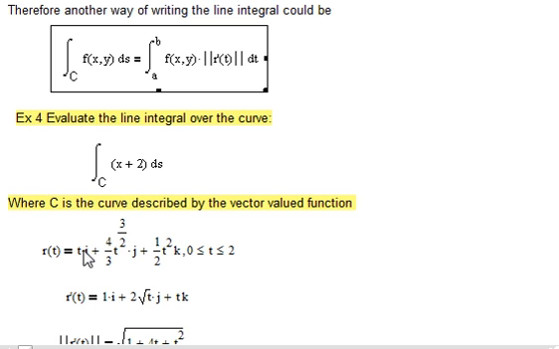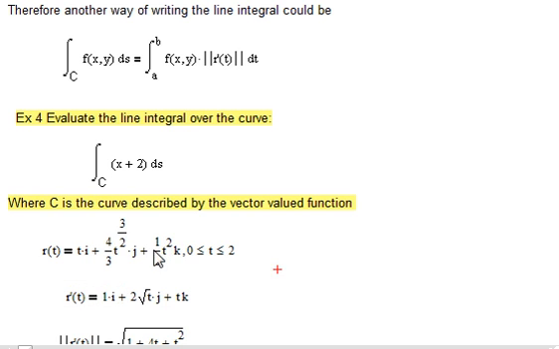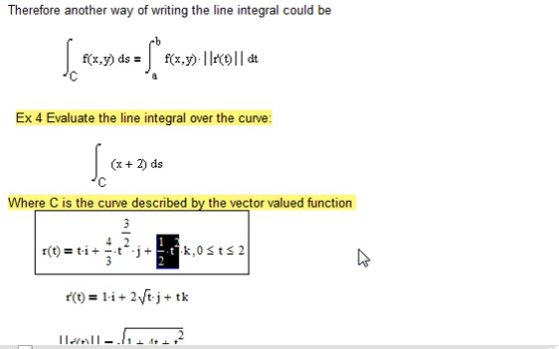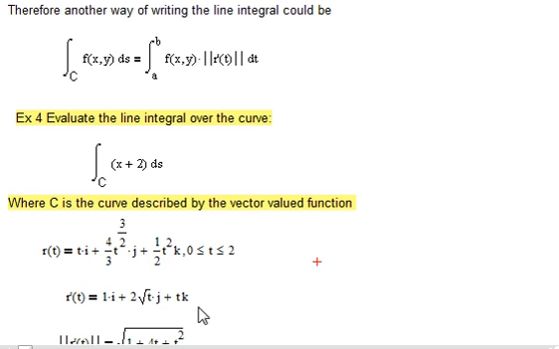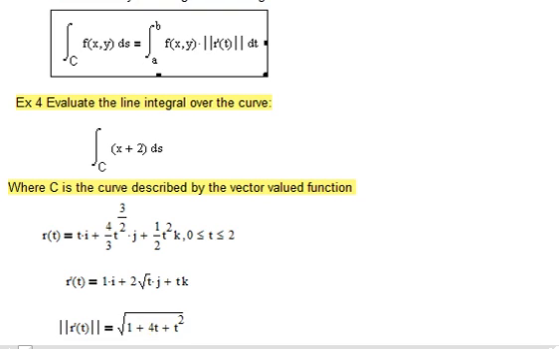The derivative of t is 1. The derivative of 4/3 times t to the 3/2, that'd be 4/3 times 3/2, which comes out to be 2, times t to the 1/2, that's square root of t, j, plus derivative of this is just t, k. So there's our r prime of t, and we need the length of that in our formula.